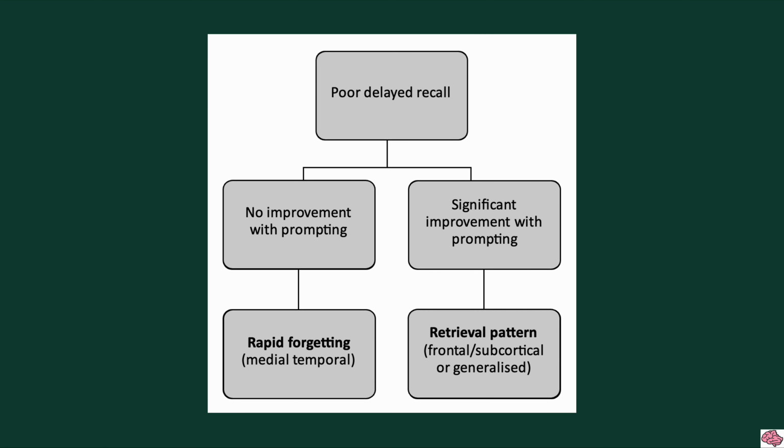So there you have it. That's the difference between rapid forgetting and a retrieval pattern of memory impairment. Poor delayed recall that doesn't improve with prompting suggests rapid forgetting, implying pathology in the medial temporal lobes affecting the primary memory structures, and in the right clinical context suggests Alzheimer's disease. In contrast, poor delayed recall that does significantly improve with prompting suggests a retrieval pattern and implies an issue with the frontal or subcortical structures, or perhaps a more generalized process.